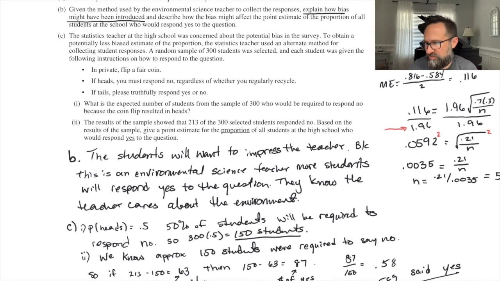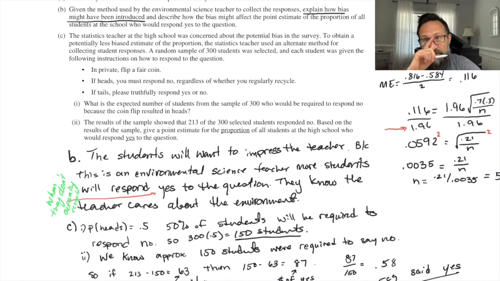Let's go on to letter B. In order to get full credit for this one, I had to say a few things. Number one, I had to explain why the students' proportion would have been different from the truth. In other words, they want to impress their teacher. They want to look good. They don't want to look bad because the teacher feels it's important about the environment, right? Number two, I had to say how the students' responses might differ from the truth.